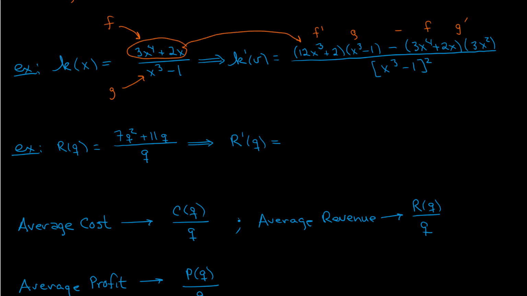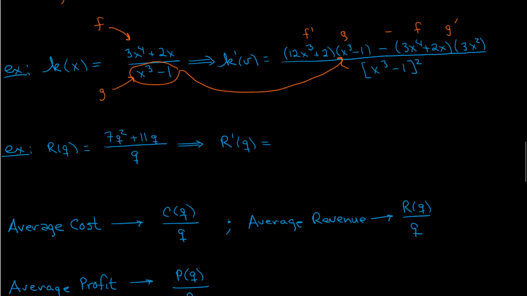Okay, so first thing I'm going to do is take the derivative of the numerator, 12x cubed plus 2, times g. Well, g just means copy down this x cubed minus 1, put it in there. So those two things are multiplied together. Very careful to have a minus sign, not a plus sign. I know I've said this a bunch of times, but it's a very common mistake, and I'm trying to say it enough that you won't make that mistake.